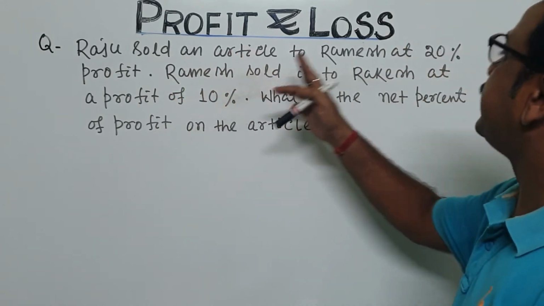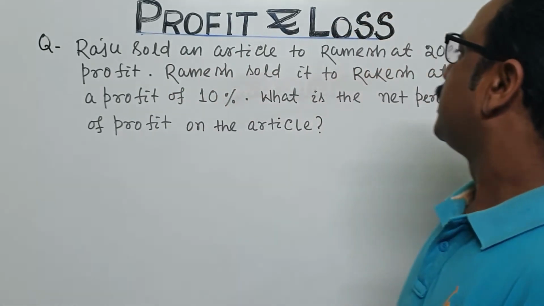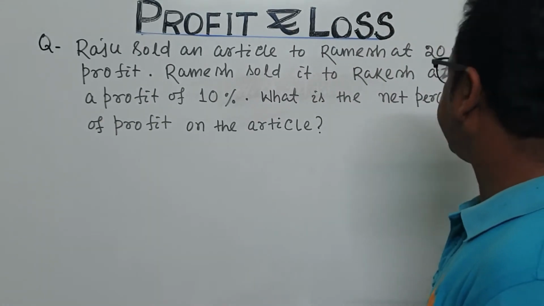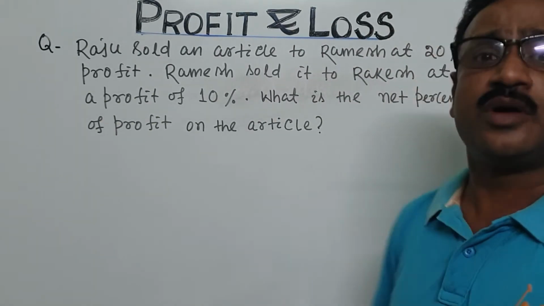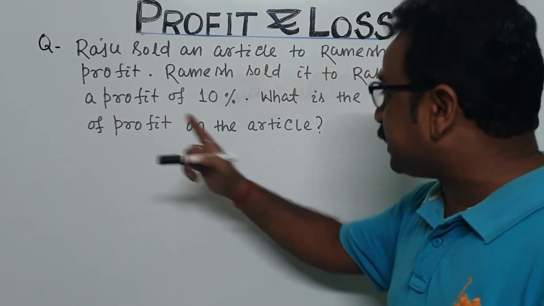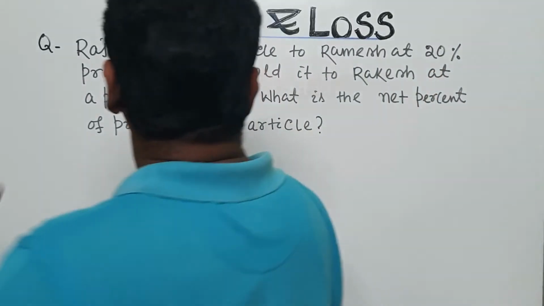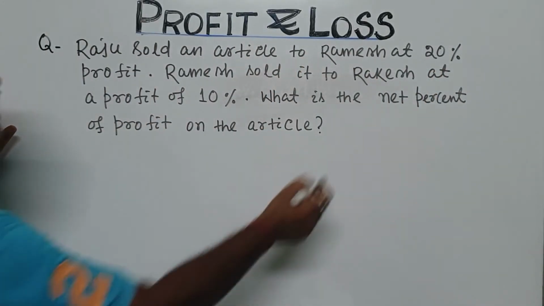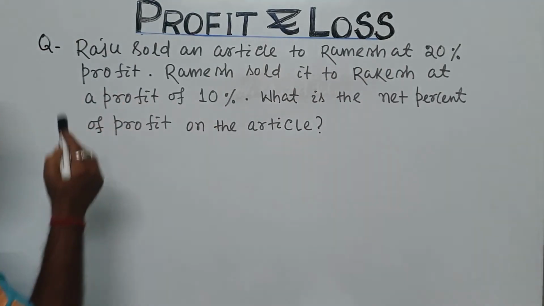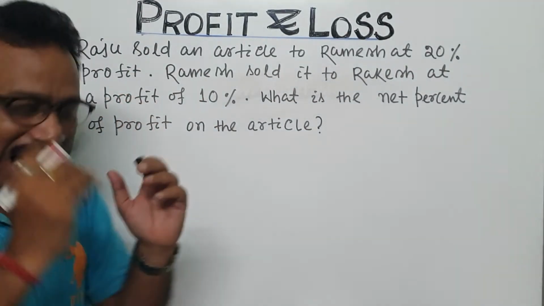Raju sold an article to Ramesh at 20% profit. Ramesh sold it to Rakesh at a profit of 10%. What is the net percentage of profit on the article? So here successive profits are there. 20%, then 10%. So here what shortcut formula will apply?